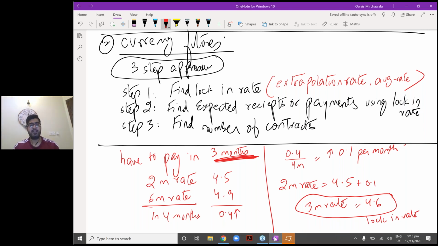This is called lock-in rate or average rate. Okay, I repeat. You have to pay someone in 3 months, you need a 3-month rate. If the 3-month rate is given, it's fine. If the 3-month rate is not given, instead the 2-month rate and 6-month rate are given: 2-month 4.5, 6-month 4.9. It's a rising trend of 0.4 in 4 months. So per month, it's rising by 0.1. If it is rising by 0.1 each month, take the 2-month rate. You need to go to the 3-month rate. Add it 1 time because it's increasing. It becomes 4.6.